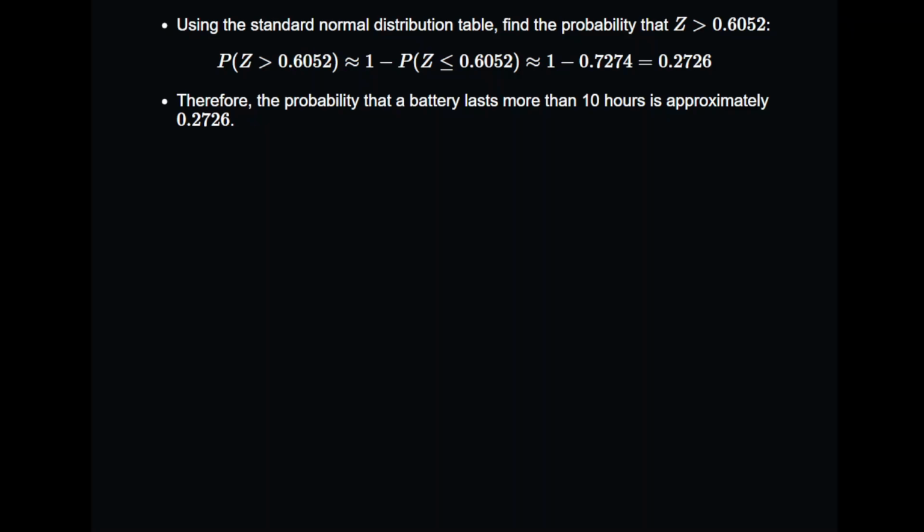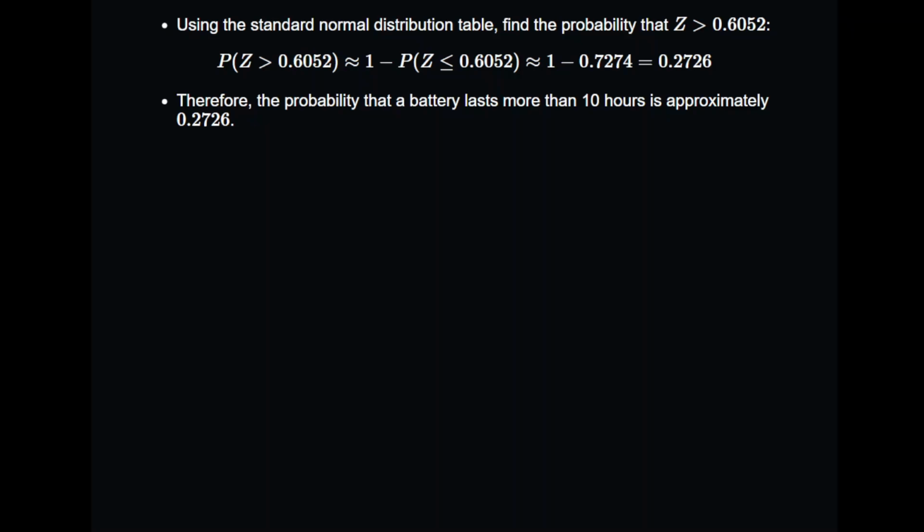The probability of z being greater than 0.6052 is, using the complement rule, 1 minus the probability of z being less than or equal to 0.6052, and that should get you a value approximately around 1 minus 0.7274. So you should get a number around 72% when you get here, and the complement of that is 27.26%, 0.2726. Therefore, the probability that a battery lasts more than 10 hours is approximately 0.2726.